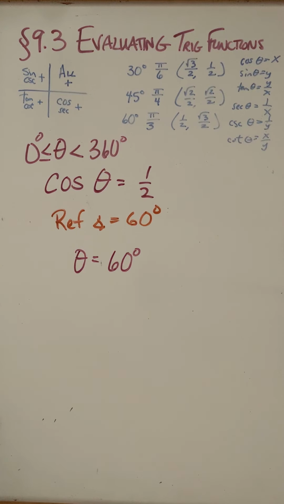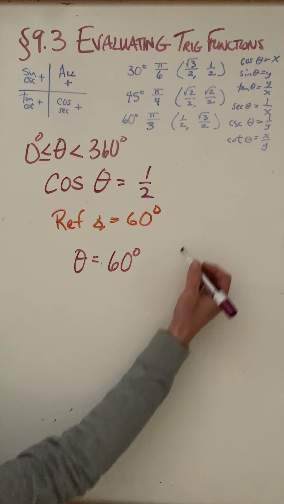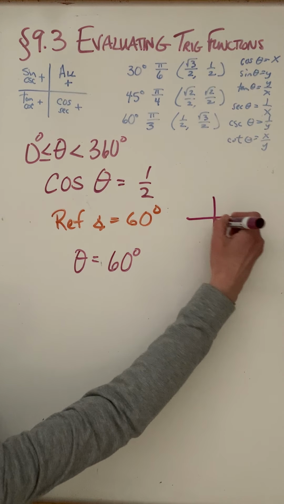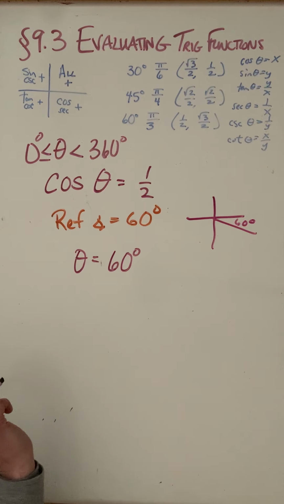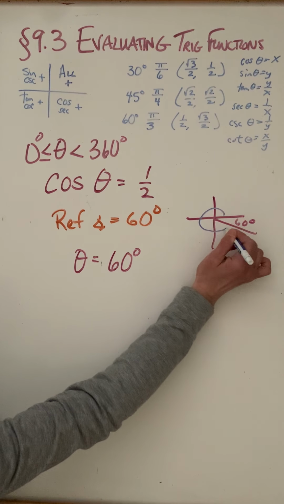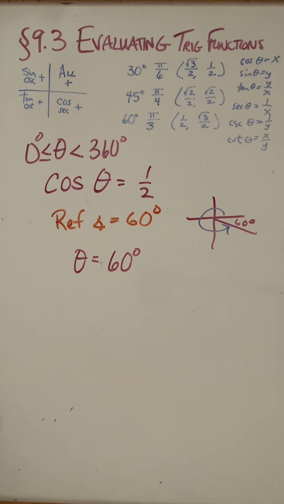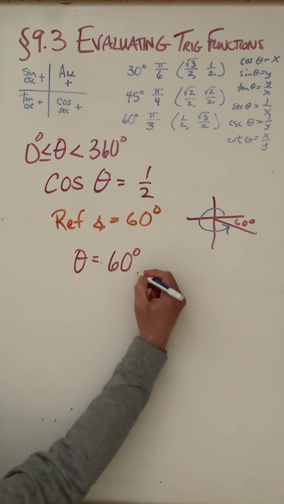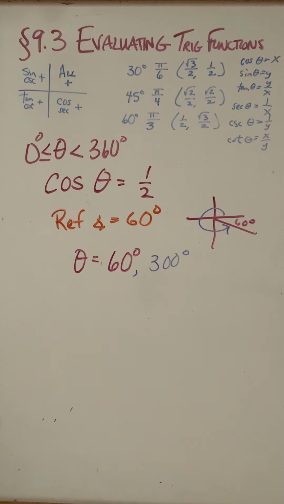Hopefully you are shaking your head. So we know that cosine is positive in the first quadrant, which is where 60 degrees is, but cosine is also positive in the fourth quadrant. So we need to find a fourth quadrant angle with a reference angle of 60, and that will give us our second answer. If I have a reference angle of 60 degrees in the fourth quadrant, what is the measure of this angle? Well, that would be 360 minus 60, so that would give me an angle of 300 degrees. That makes sense?